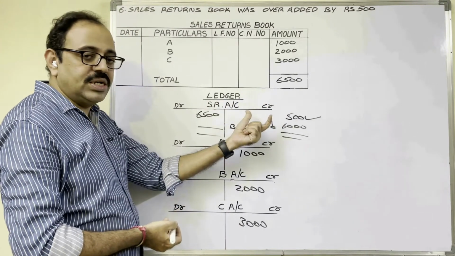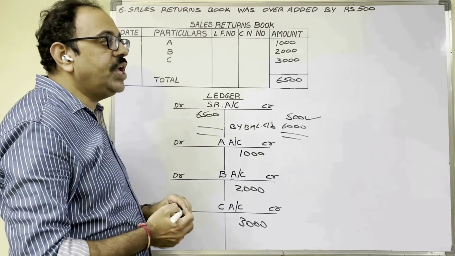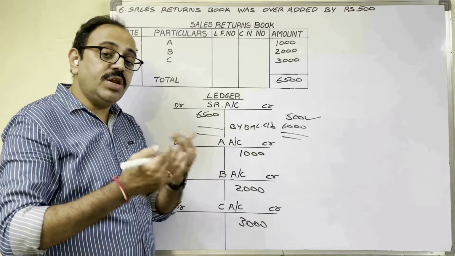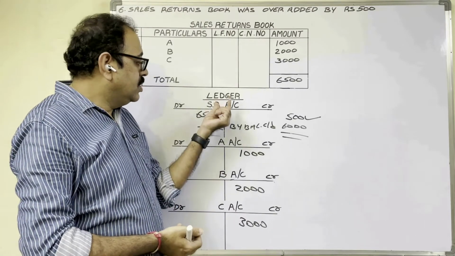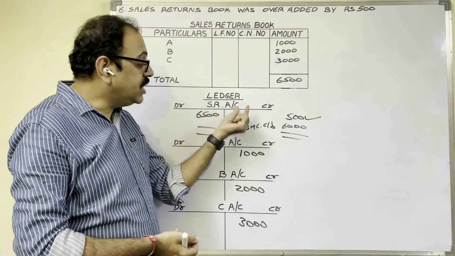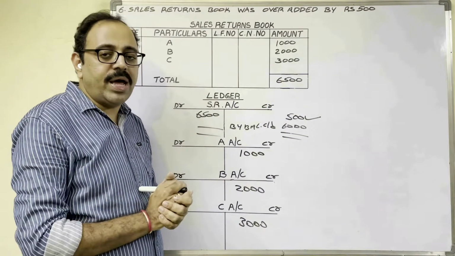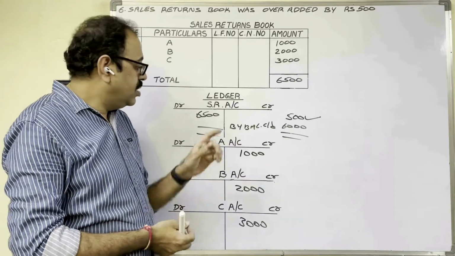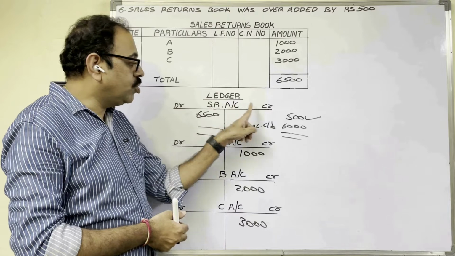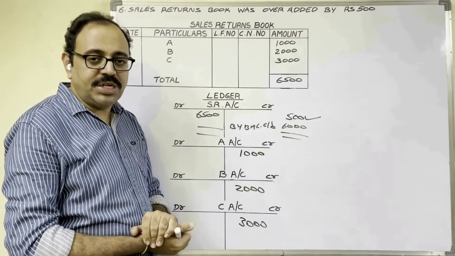Based on this answer, let us frame the entry. Suppose rectification of the error is done after preparing the trial balance. Then the entry will be suspense account debit to sales returns account. Suppose before preparing the trial balance we are rectifying this error. Then the sentence we should write is: sales returns account should be credited with 500 rupees. That sentence we should mention.